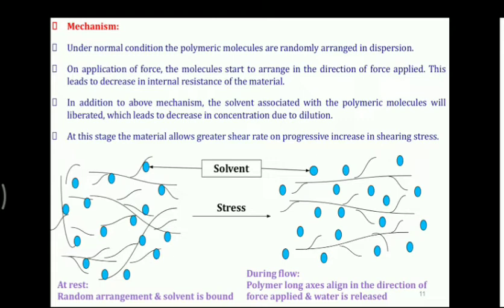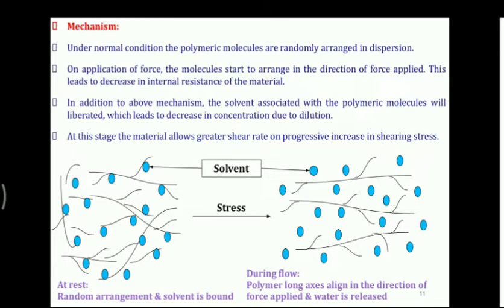What will happen on application of force? Under normal conditions, the long axes of the polymers are randomly oriented. When there is randomness, such a structure offers more resistance. The characteristics are given below the figure. See the figure: at rest, there is a random arrangement and the solvent is bound.